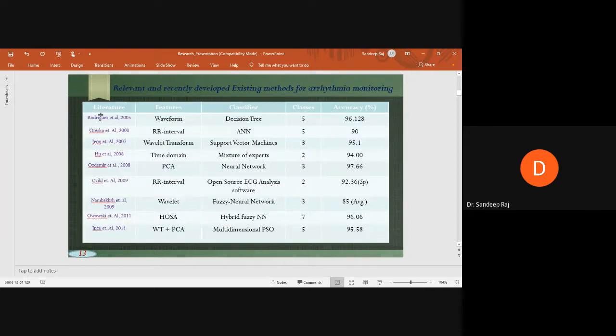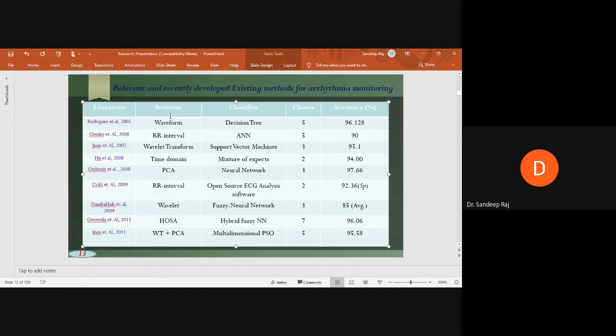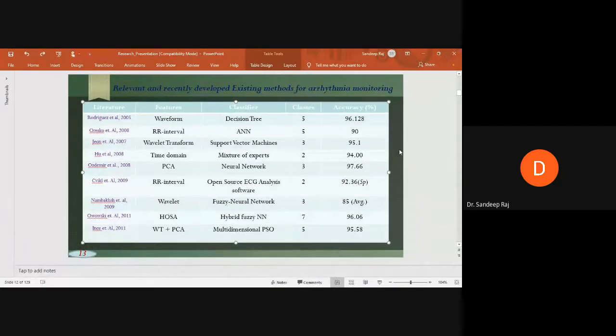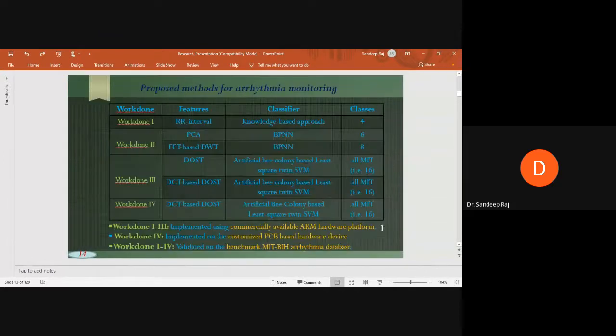And in the literature survey, people have used the wavelet transform and decision tree algorithm, and they have classified 5 classes of ECG signals and reported 96.128%. Similarly, many algorithms have been proposed in literature, and very good accuracy has been developed in the current situation, but more or less it is not feasible to implement them on a real-time basis. The companies are still working very hard to do it.